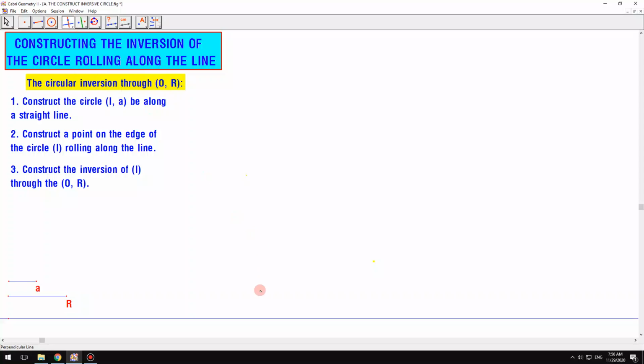Draw the perpendicular line to this baseline at this point. Draw a vector from this point and the end point on this line. Take the point on this vector.